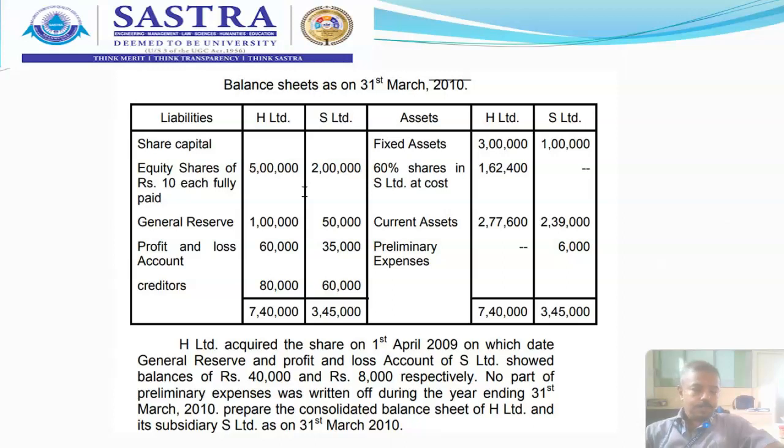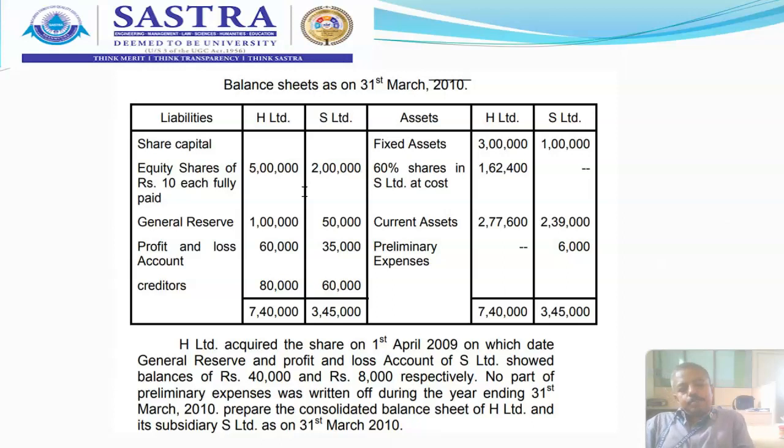Good. So now take general reserve from the additional information. Why is it from additional information? Because the balance sheet is given only after acquisition of business, after 1 year of acquisition. That's why you need to take the general reserve and profit and loss account from the additional information. The general reserve is 40,000. Profit and loss account is rupees 8,000. So totally we have 48,000.